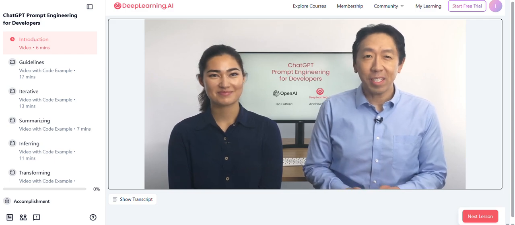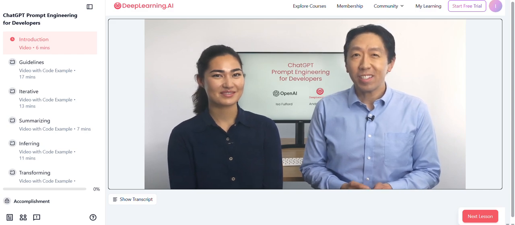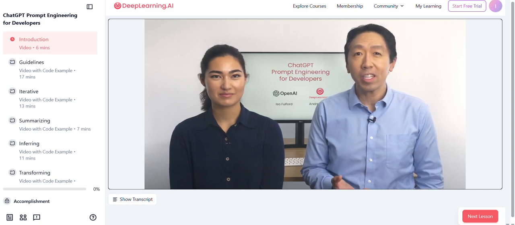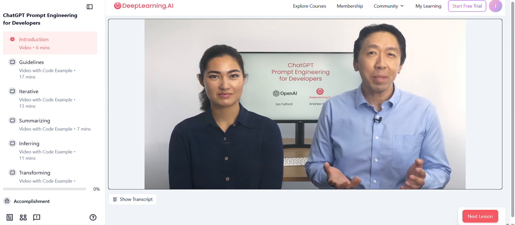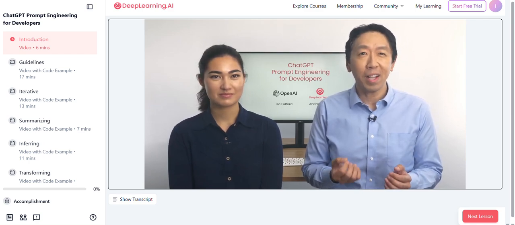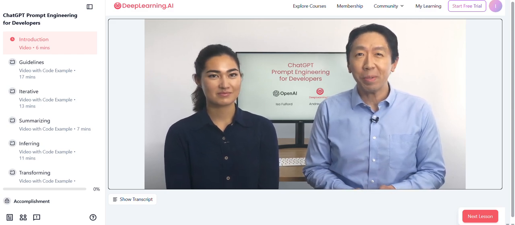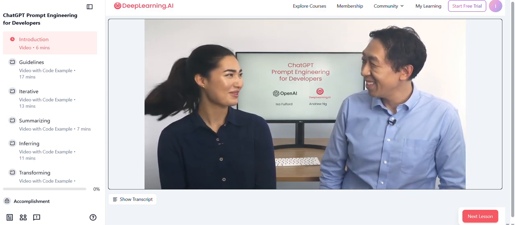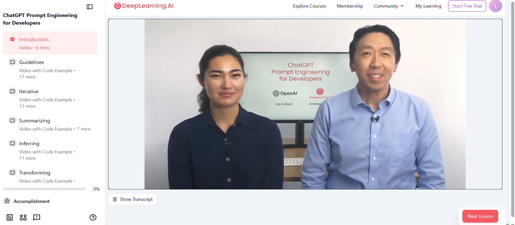I'm thrilled to have with me Isa Fulford to teach this along with me. She is a member of the technical staff of OpenAI and had built the popular ChatGPT retrieval plugin. And a large part of her work has been teaching people how to use LLM or large language model technology in products. She's also a contributor to the OpenAI cookbook that teaches people prompting. So thrilled to have you with us. And I'm thrilled to be here and share some prompting best practices with you all.